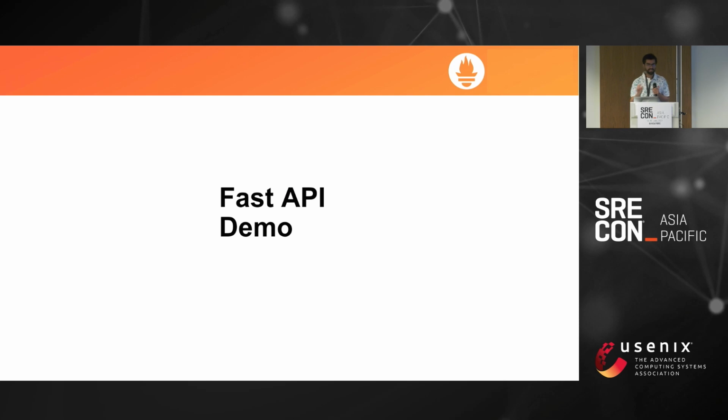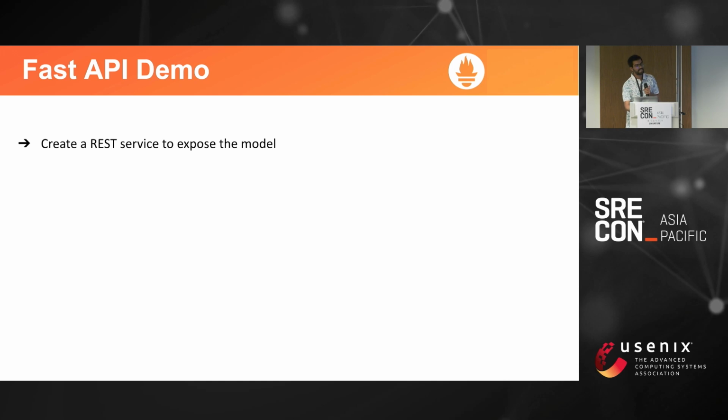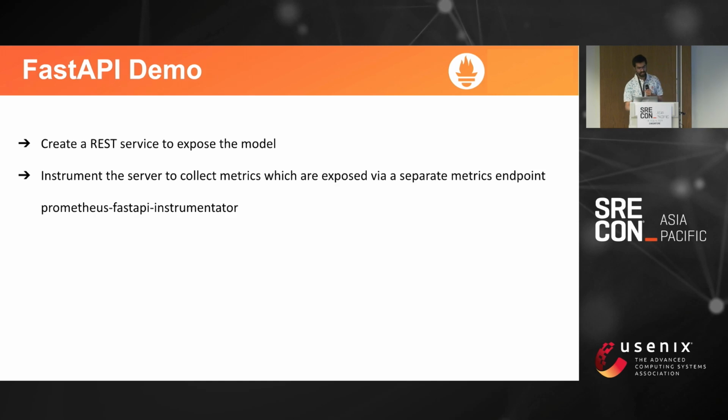And now I'll quickly jump into one of the demos. I'll be talking about a demo using FastAPI. FastAPI is a very popular Python framework that can be used to serve REST endpoints for your machine learning model. In this case, we'll create a REST API to first of all expose the model so that you can have one endpoint, let's say /predict, that will be used for making the prediction. Then we'll instrument the server to collect the metrics by using the Prometheus FastAPI instrumenter.